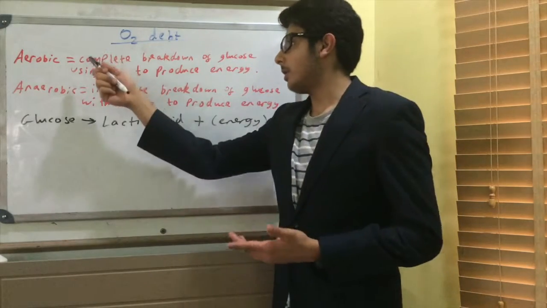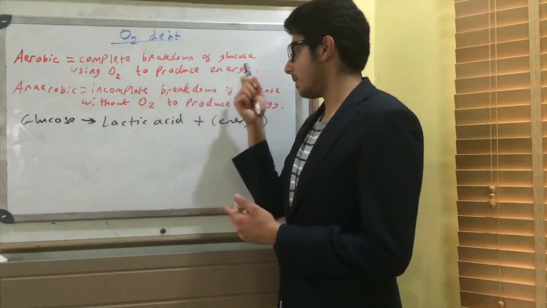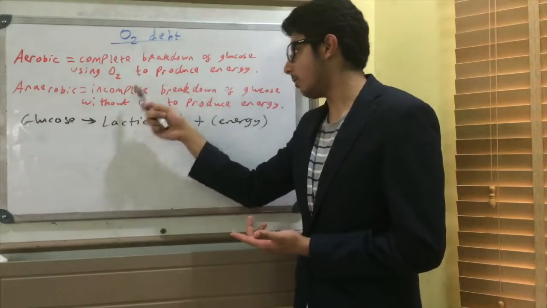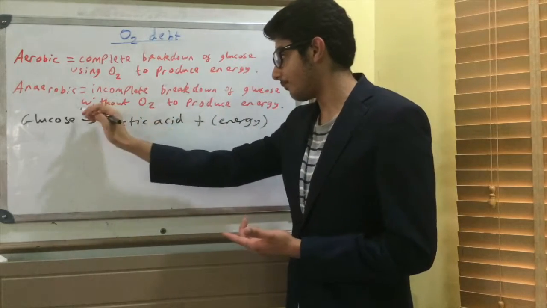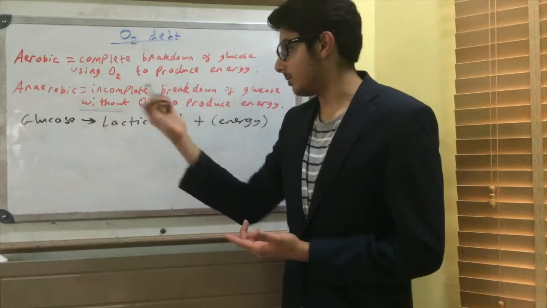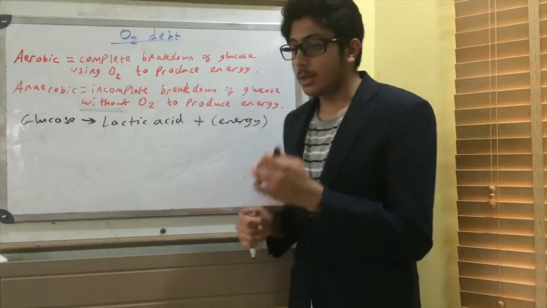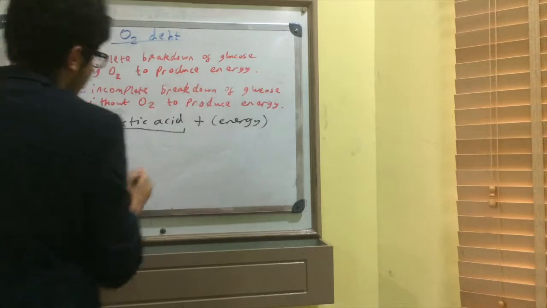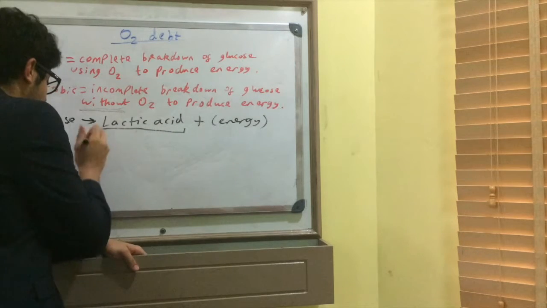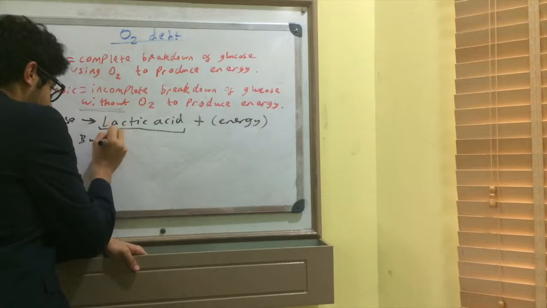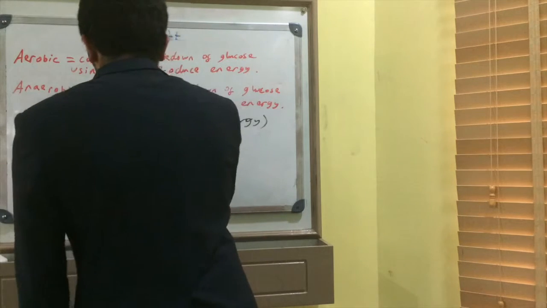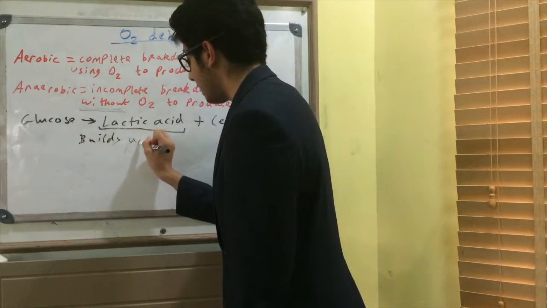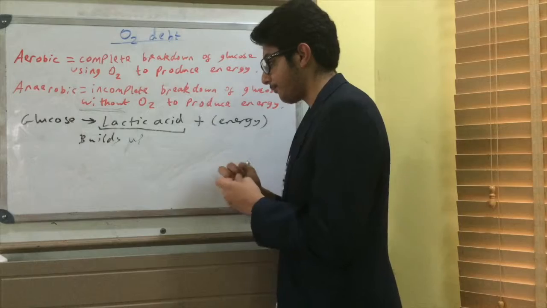Just to remind you, aerobic respiration is the complete breakdown of glucose using oxygen to produce energy with carbon dioxide and water as waste products. Anaerobic respiration is the incomplete breakdown of glucose without oxygen, to produce energy with lactic acid as waste product. And lactic acid is very important. And oxygen debt. So the lactic acid builds up in your muscles while you're exercising. And you don't want lactic acid because it prevents the muscles from contracting efficiently.